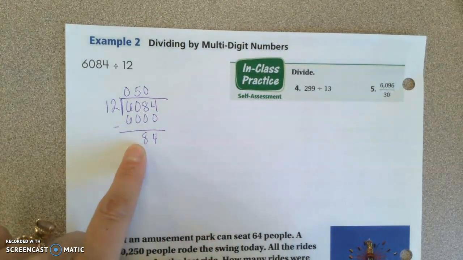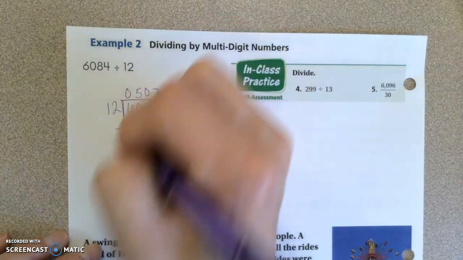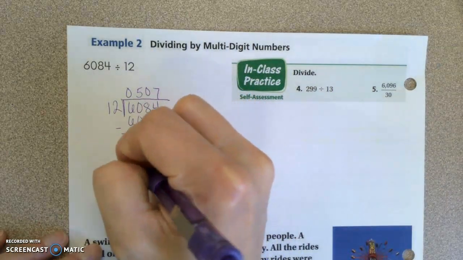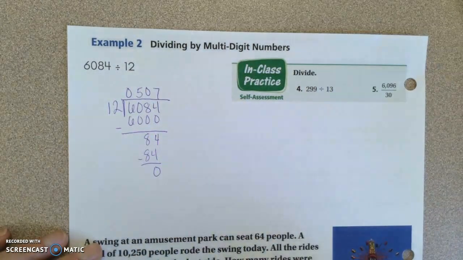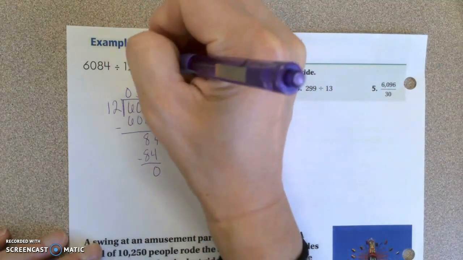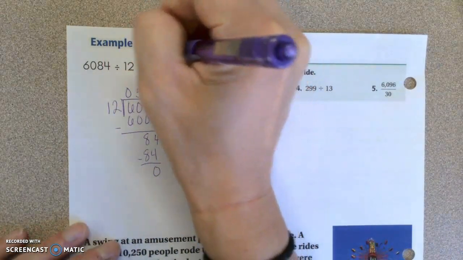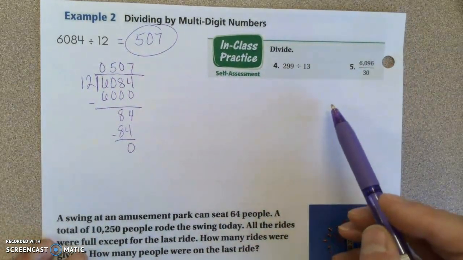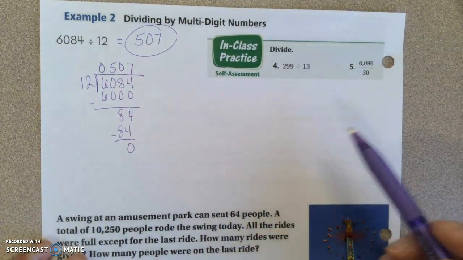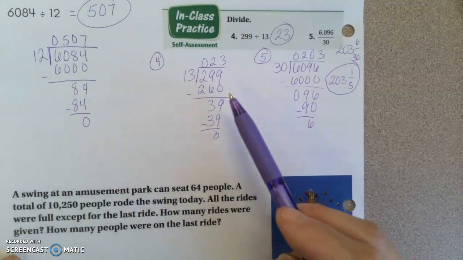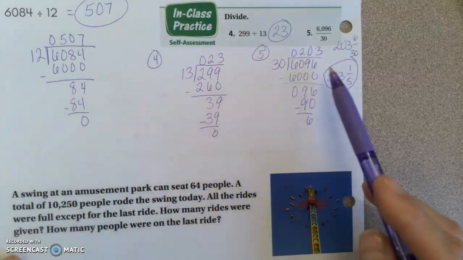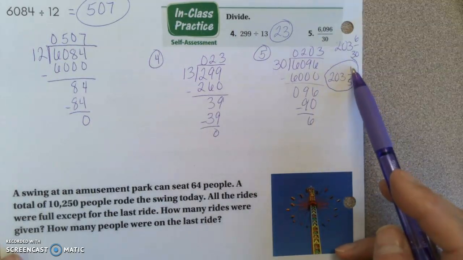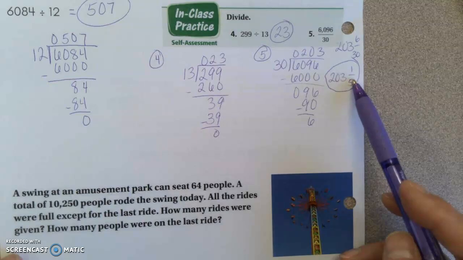And 12 goes into 84 7 times. 12 times 7 is 84. So I would have no remainder here. My quotient is 507. Go ahead and pause your video and try 4 and 5. Unpause to check your work. Number 4, I got 23. Number 5, 203. There were 6 left over out of 30, so it simplifies to 1/5.